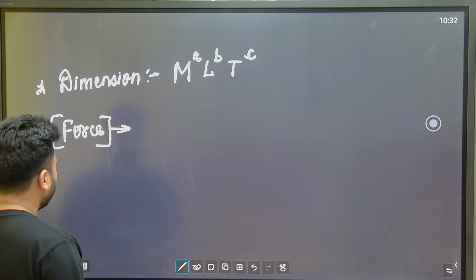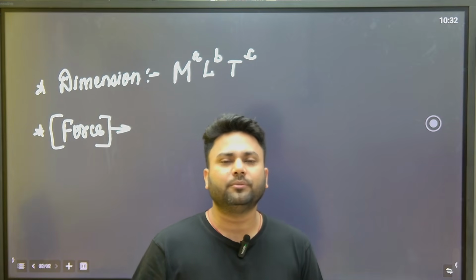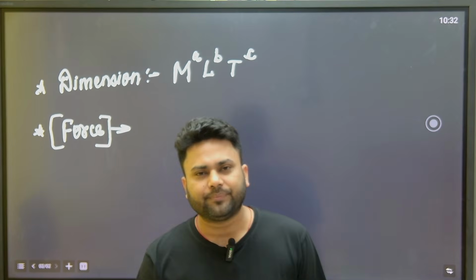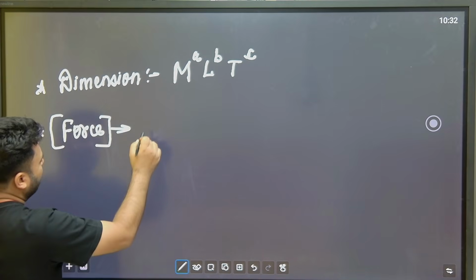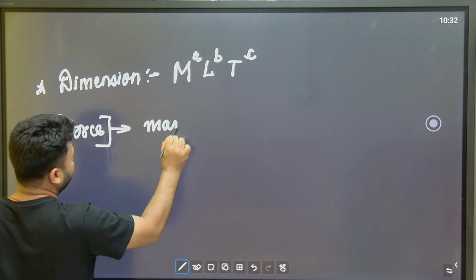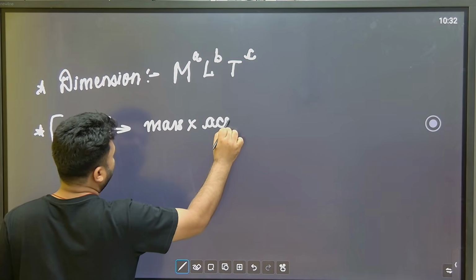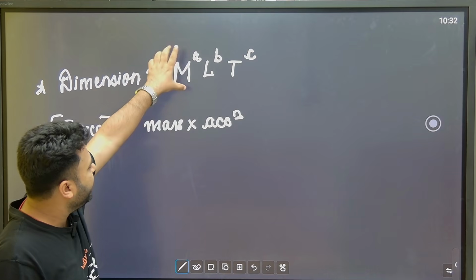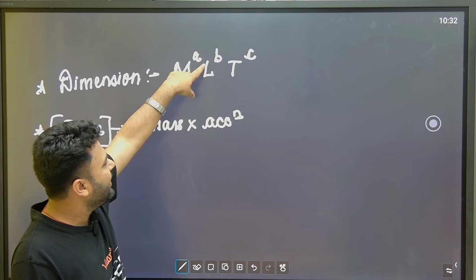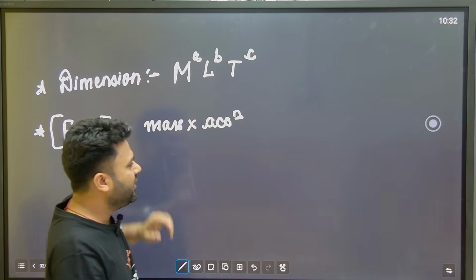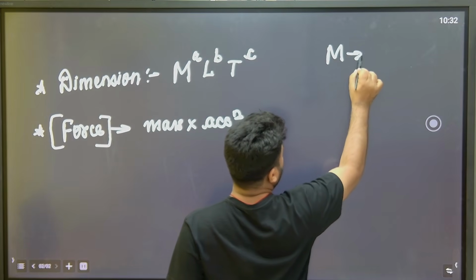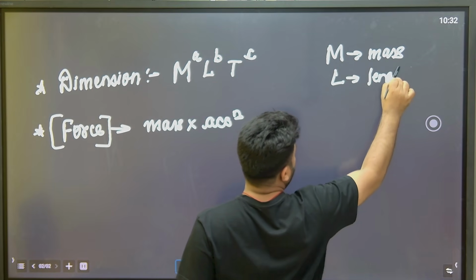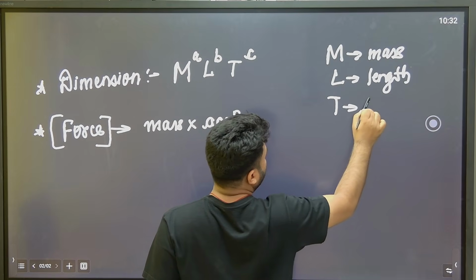If they ask the dimension of force, what do we have to do? We have to think of any formula of force. Like the basic formula, force equals mass into acceleration. Now my intention is to write this force in MLT form. M for mass, L for length, and T for time.